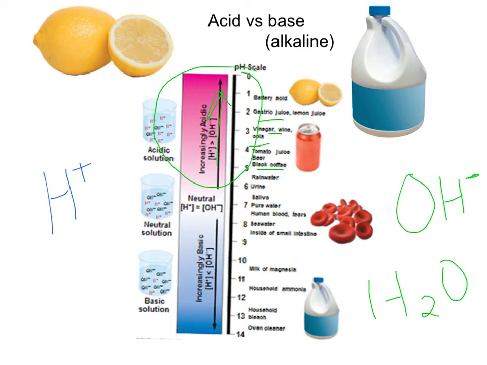Things that are alkaline or basic are on this end of the pH scale. So these, with 14 being the most basic. So the higher the number, the more basic. The lower the number, the more acidic. 7 right here in the middle is neutral. Most biological things range from 6 to 8 at the most. You'll notice 7 there: pure water, human blood, tears. Inside of the small intestine, seawater is a little bit basic, where urine and saliva would be a little acidic.